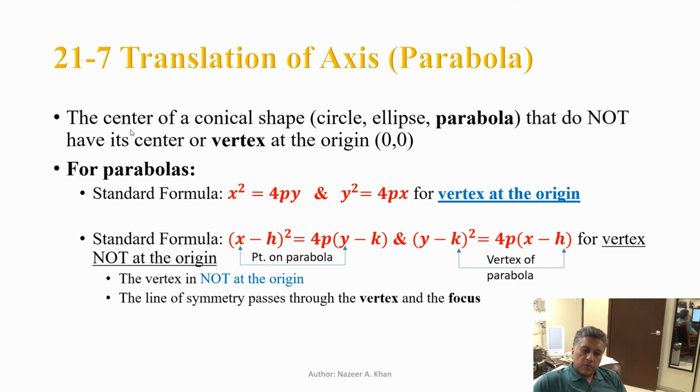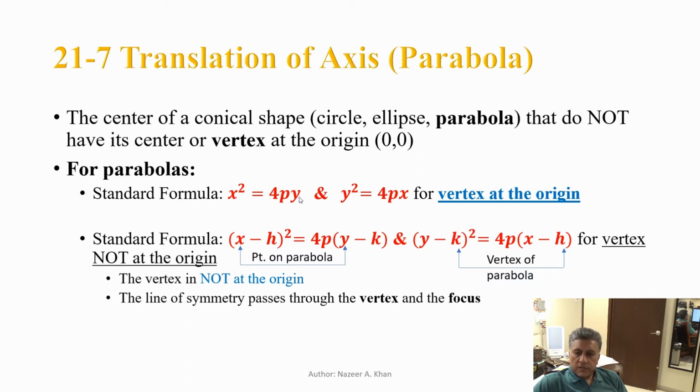When we look at what's written here, the center of the conical shape, which could be a circle, ellipse, in this case it's a parabola, does not have its center or vertex at the origin, which is 0, 0. For parabolas, the standard form of the equation, if the vertex is at the origin, would be this here. X squared is equal to 4py, where 4p is the coefficient of the y value, right? And this one here is y squared is equal to 4px.